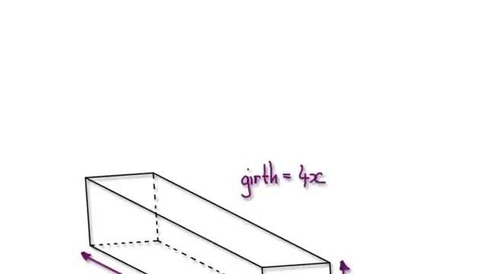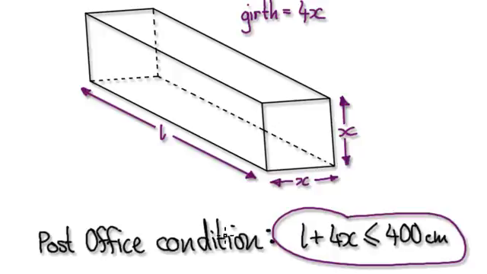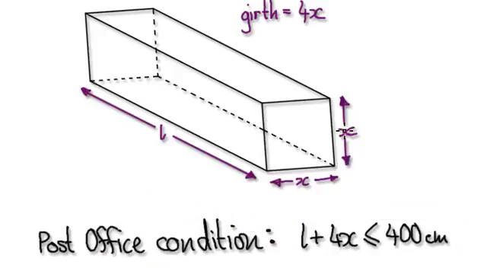Following on from the previous two videos, we were trying to maximize our volume, and this here was a condition placed upon us by the post office. In the past, we would vary x here. We would make x big, or we would make x small. In this video, I just want to show you that you could also vary L. It doesn't always have to be x.